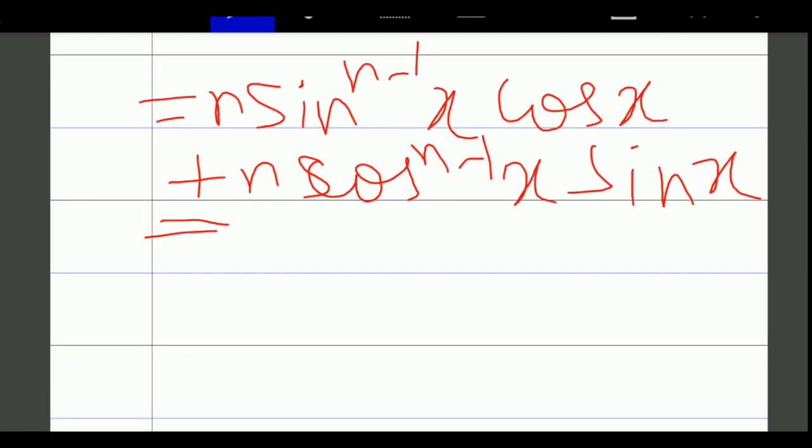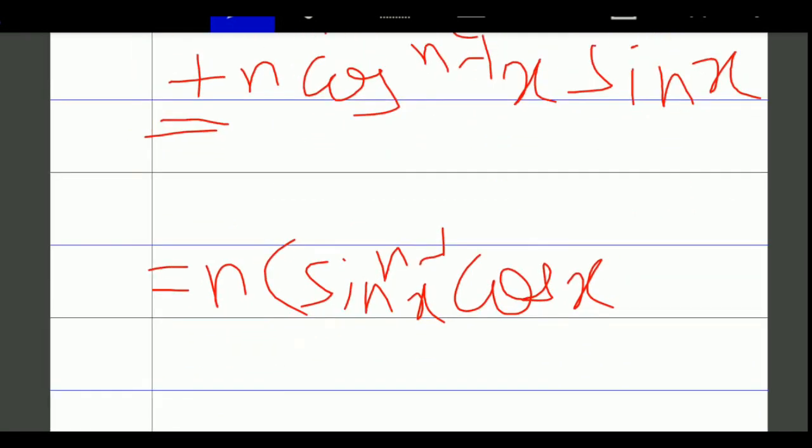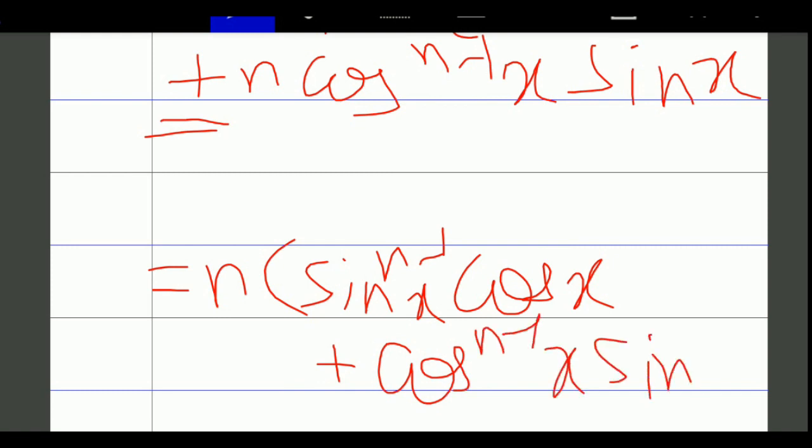Now that becomes, further can be simplified by taking n common: n [sin^(n-1) x cos x plus cos^(n-1) x sin x].